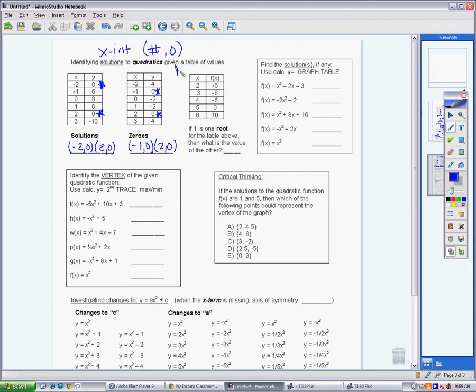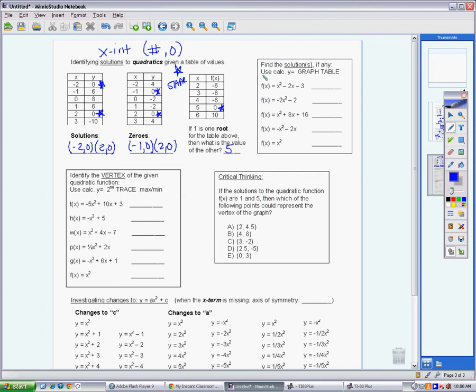This problem right here was on the STAR test. This is a STAR question. If 1 is 1 root for the table above, then what is the value of the other? Well, they're already telling me this is one of the answers, and it's not on the table. So the other answer has to be number, comma, 0. So I'm going to look for the 0, and it's right there. So the other root is going to be 5.